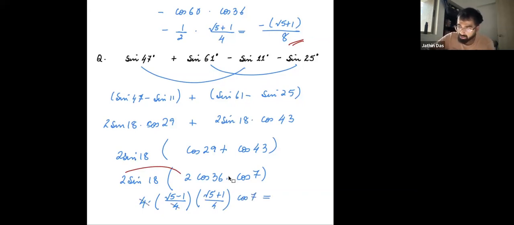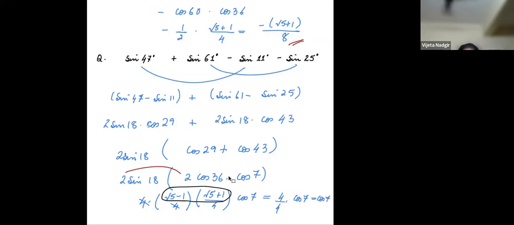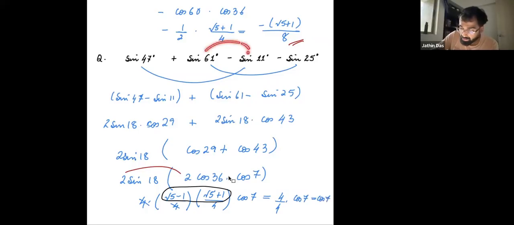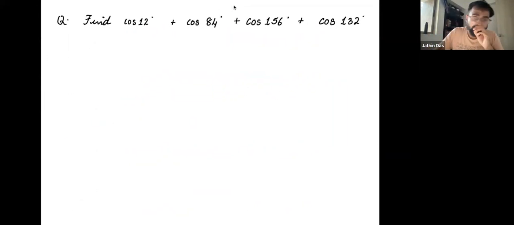Here 4 and 4 cancel. And this is a plus b into a minus b, so root 5 squared minus 1 is 4. That will again cancel with 4. So just cos 7. In the notes, what I did was, I combined these two and combined these two. Still, I'm getting the answer cos 7. However you do it, you will always get it. Okay, next one. Whenever there is sin 18 and cos 36, it should come to mind that yes, I know its value.